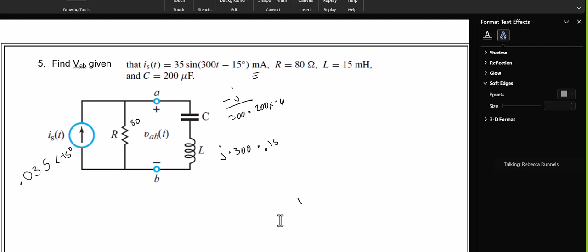That gets me, it's times 10 to the negative 6. So I have negative 16.67 J, and y'all check me on these, for the capacitor, and J45 for the inductor.